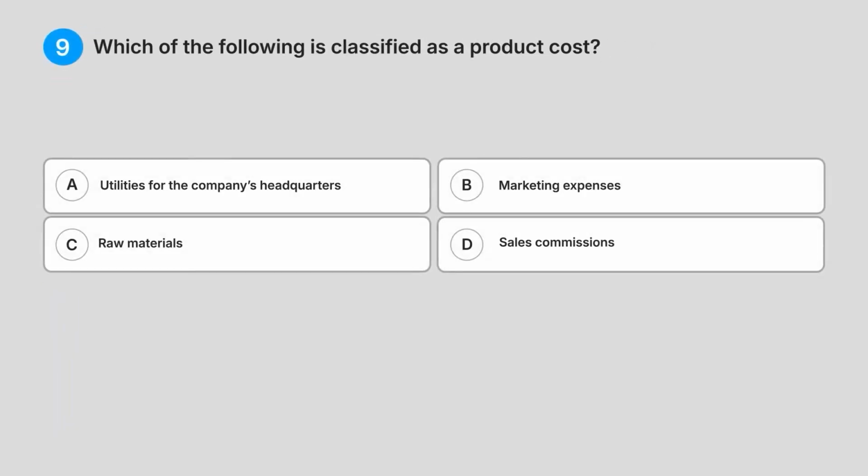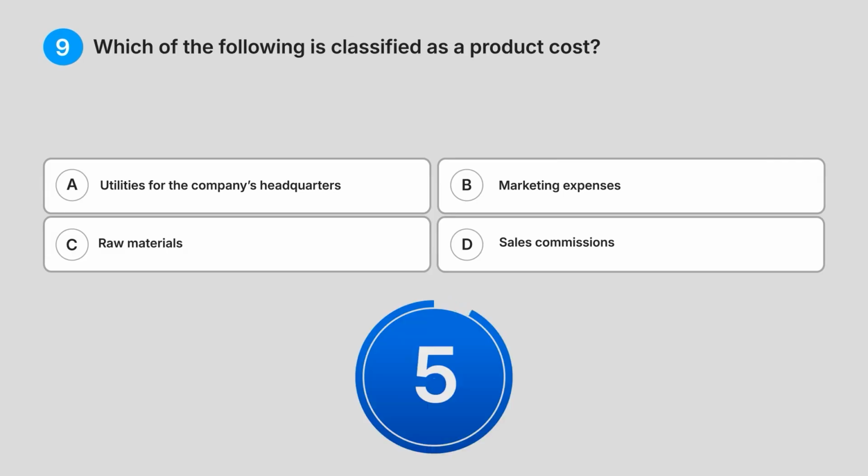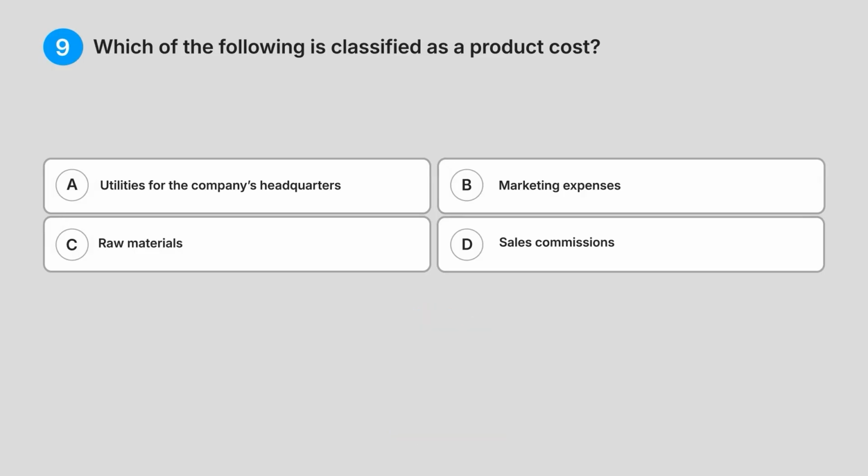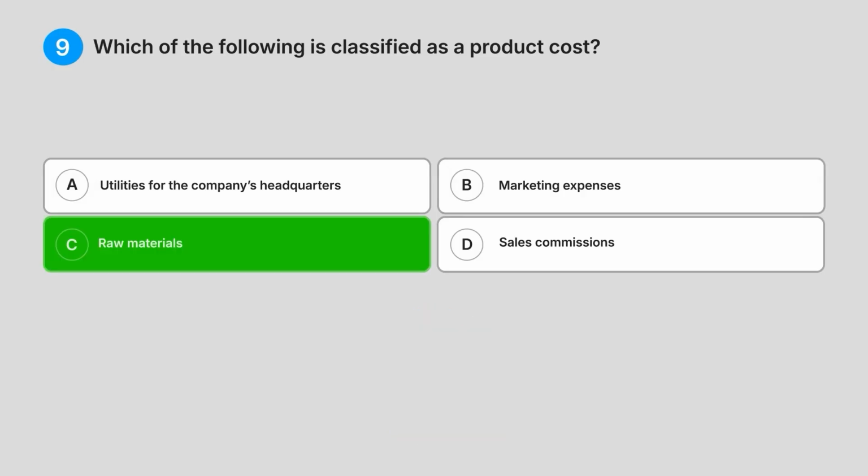9. Which of the following is classified as a product cost? A. Utilities for the company's headquarters. B. Marketing expenses. C. Raw materials. D. Sales commissions. Do you know the answer? Correct answer, C. Raw materials.